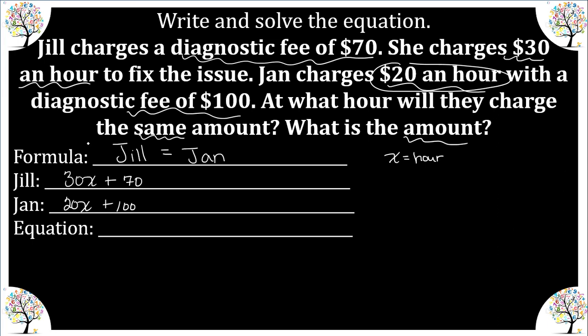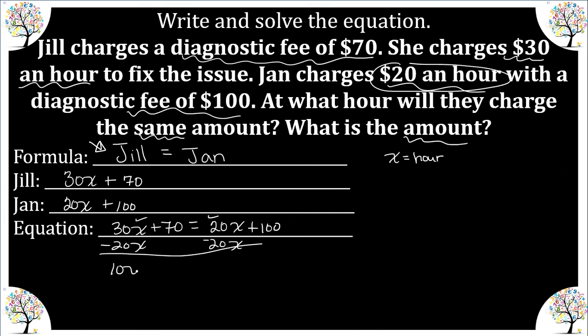Now we're going to use our formula and replace Jill with her expression and Jan with her expression. So one charges a higher hourly and one charges a higher diagnostic. So we have variables on both sides, so we're going to always address our variables first. I'm going to choose to move the smaller one, so I'm going to subtract 20x, and we're going to get 10x plus 70 equals 100. I'm going to bring that up here.